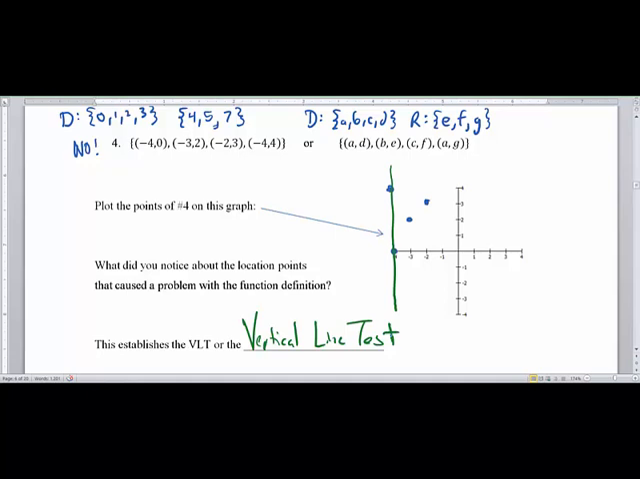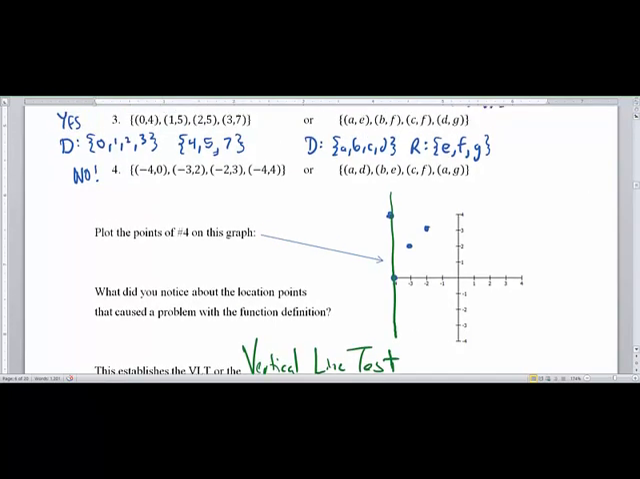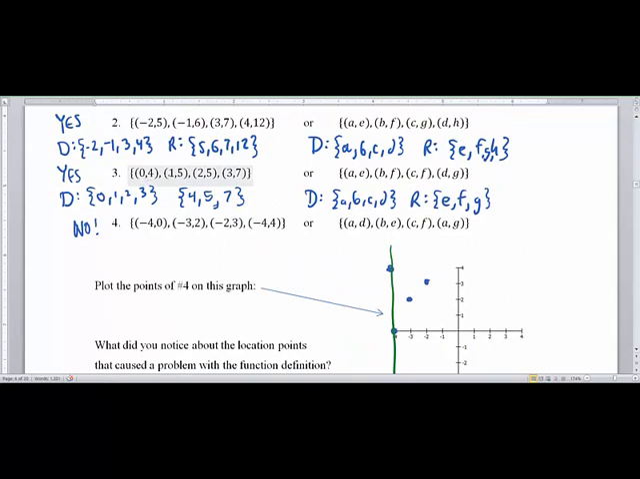Which brings back problem number 3. Problem number 3 had 1, 5 and 2, 5. Let's focus on those points. 1, 5 would be this green dot up here, and 2, 5 would be this green dot here. If I connected those green dots with a green horizontal line, you can see that it passes the vertical line test. You can have a constant function and still have it pass the vertical line test. You can't have a vertical line, because a vertical line is not a function. Vertical lines fail the vertical line test, and so do many other graphs.